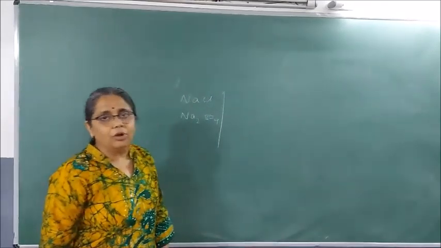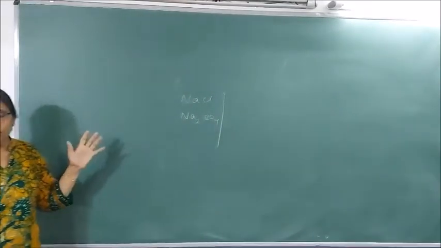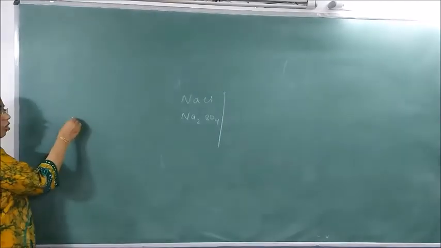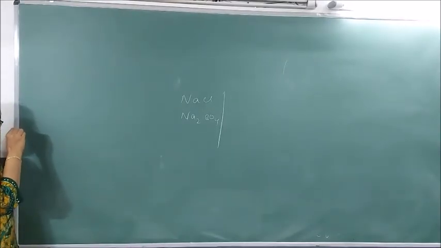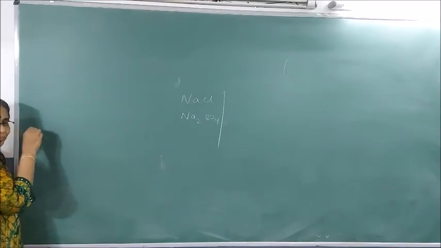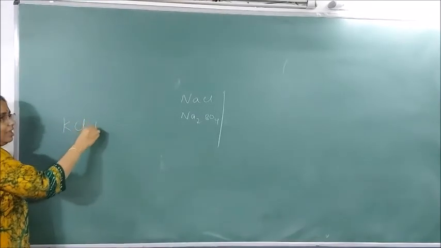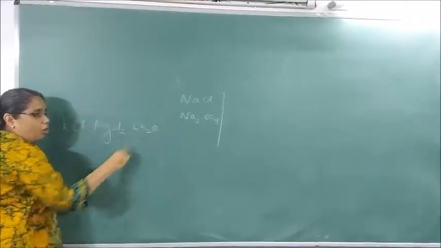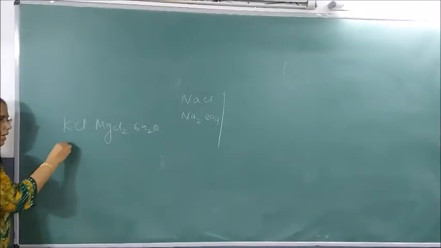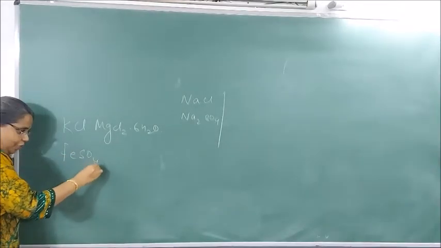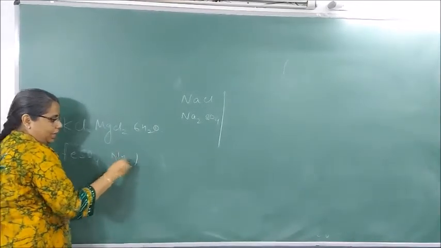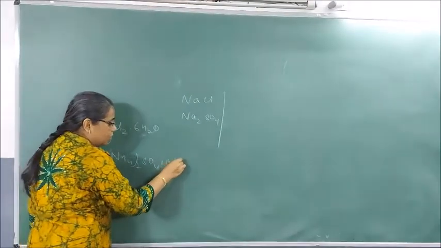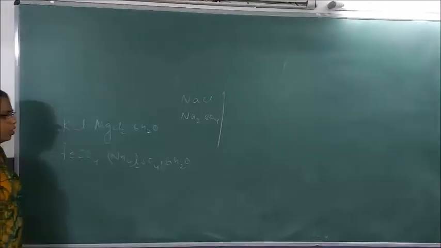When you take double salt, you say they are a mixture of two or more simple salts with water of crystallization. The most common example being carnallite. Carnallite formula is KCl, MgCl2 dot 6H2O. Or potash alum, which is FeSO4 (NH4)2SO4 dot 6H2O. This is Mohr's salt.